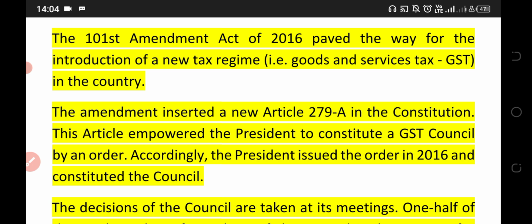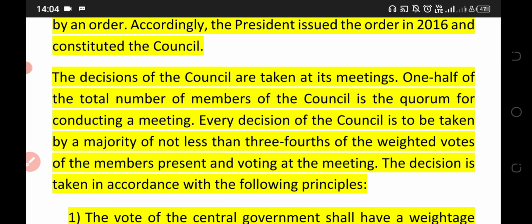The 101st Amendment Act 2016 paved the way for the introduction of a new tax regime, GST, in the country. The amendment inserted a new Article 279A in the Constitution. The article empowered the President to constitute a GST Council by an order. Accordingly, the President issued the order in 2016 and constituted a council.